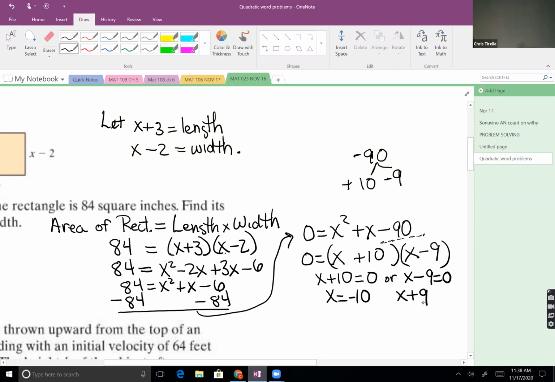Oh, I'm sorry. I said equals and that's not what I wrote. I apologize. I have issues though.